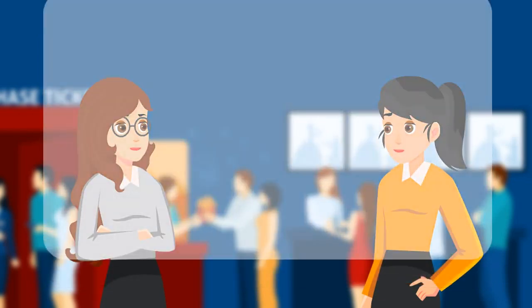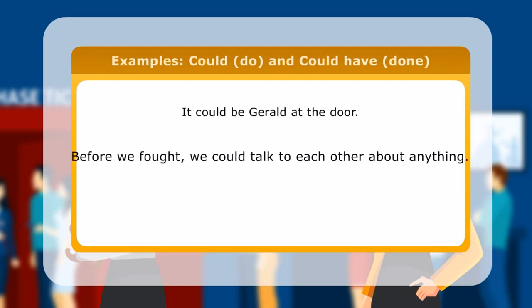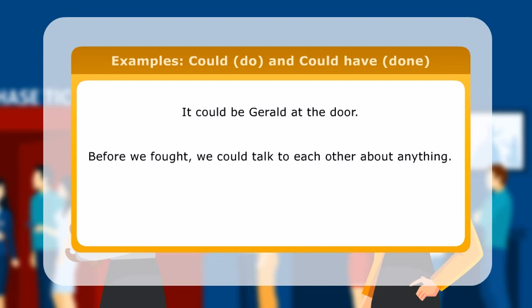Here are few examples of sentences with could do and could have done. It could have quarreled at the doctor. Before we fought, we could talk to each other about anything. I could have caught the thief if I was not unwell.